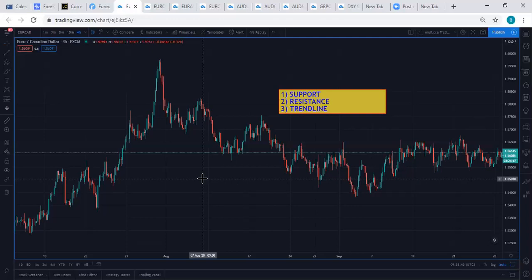So remember I said it. I said history always repeats itself in the Forex market. What happened in the past, expect it to happen in the future. That is the whole strength behind technical analysis.